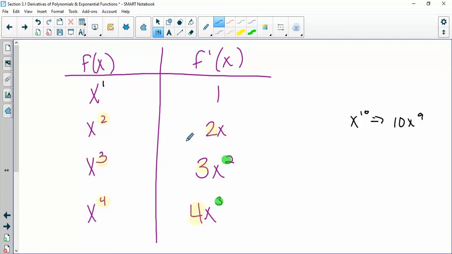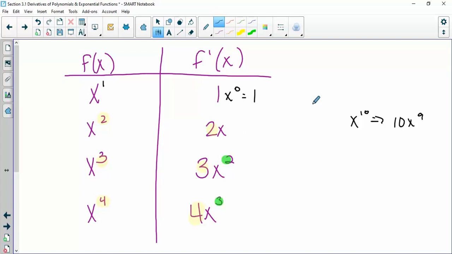This is x to the 1st, so the 1 comes down. If you subtract 1 from the power, what's anything to the 0 power? 1. So, if you've been wondering how I could always look over your shoulders and tell you if you had the right derivative or not, it's because I was using this shortcut.